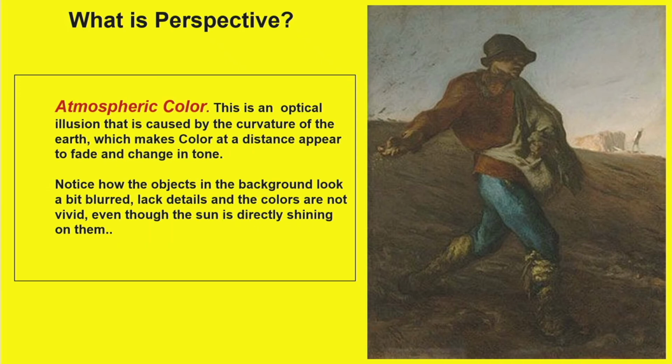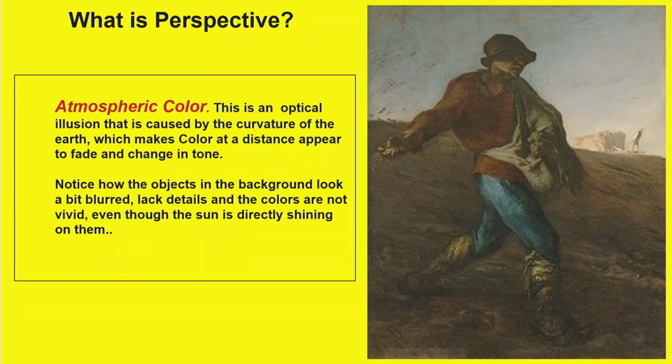Atmospheric color, fancy name, just means that in the distance, there's an optical illusion that makes you see colors faded and the tones change as they're further away from you. The closer they are to you, the more vivid and more accurate and more details you see in the colors.